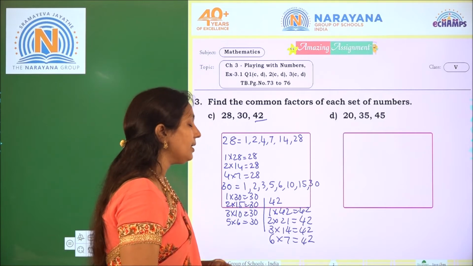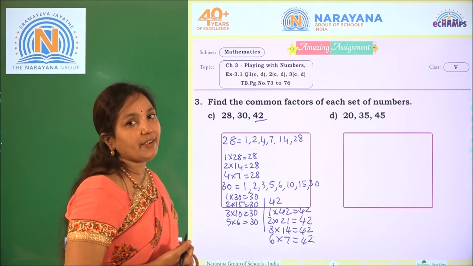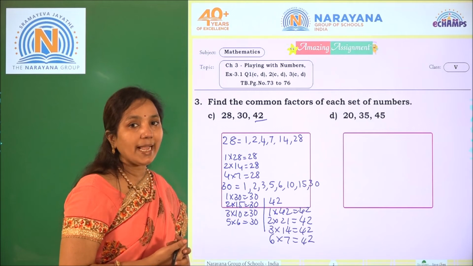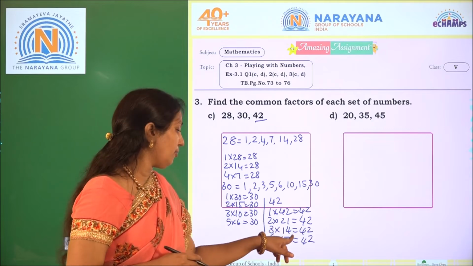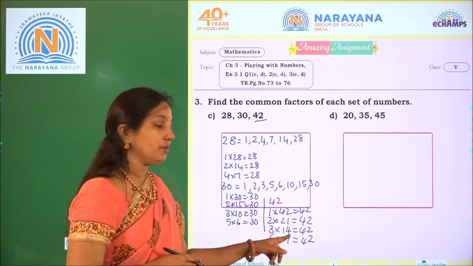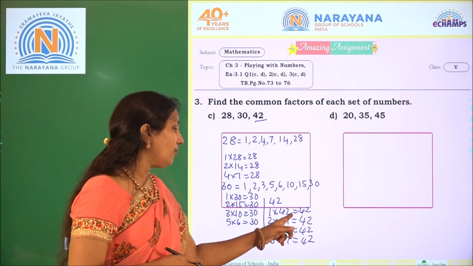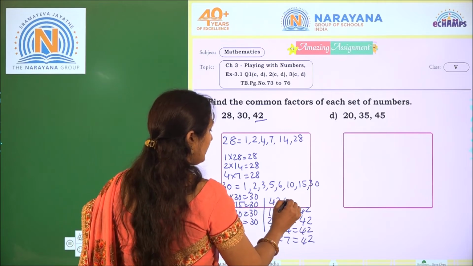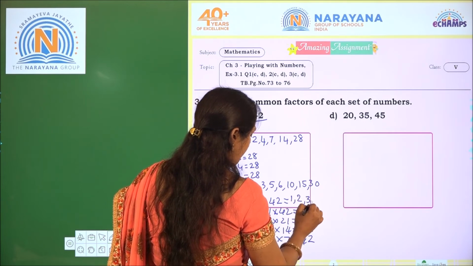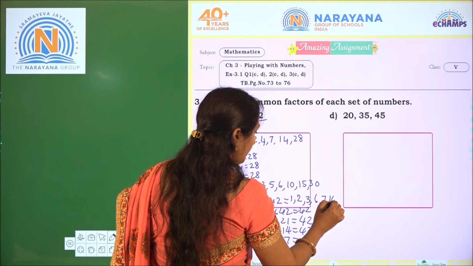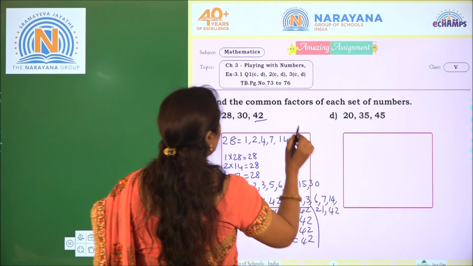In the 8 table, there is no factor. 8 is not a factor of 42. 9 is not a factor of 42. 10 is not a factor of 42. Up to 14, 14 is a factor of 42. 14 threes. Up to 21, 21 twos are 42. 42 ones are 42. Now what are the factors of 42? 1, 2, 3, 6, 7, 14, 21 and 42.